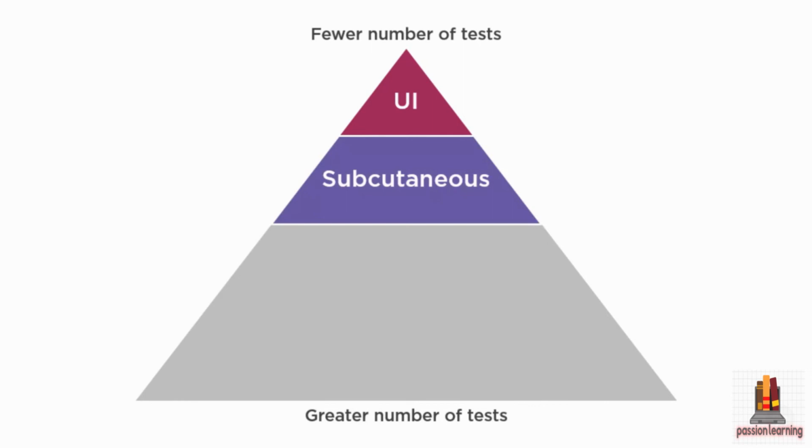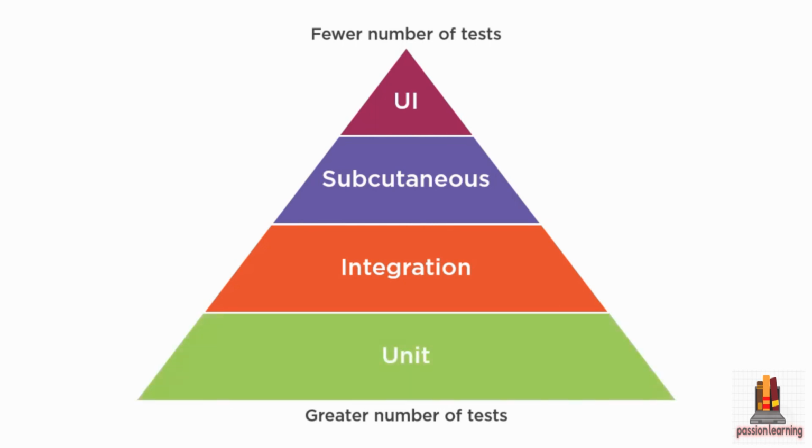Underneath UI tests, we have our subcutaneous tests. So we have a greater number of subcutaneous tests than we do UI tests. Further down the pyramid, we have our integration tests. So we have more integration tests than subcutaneous tests. And at the base of this pyramid, forming the bedrock, we have our unit tests. So the greatest number of tests we have using this pyramid model are our unit tests.